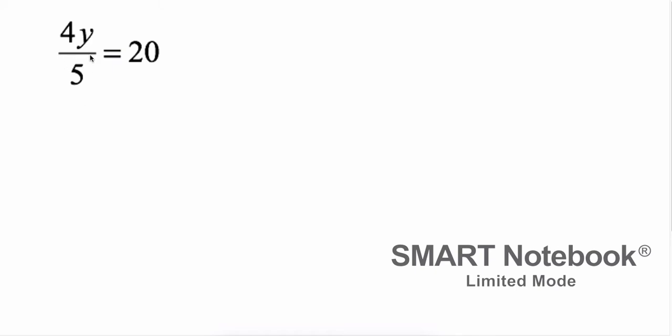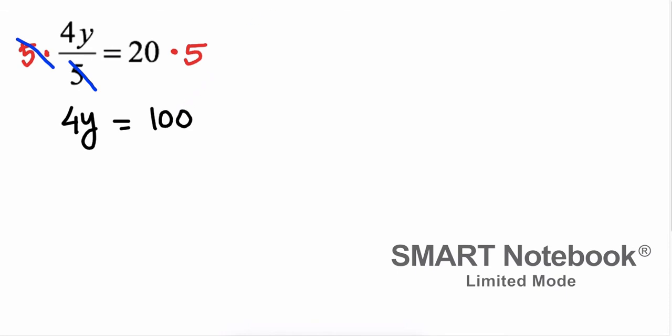So there is this division by 5 here. So what we will do is the inverse operation. So we are going to multiply both sides by 5. And because we know multiplying and dividing by 5 cancels out, on the left-hand side of the equation, we will have 4y, and on the right-hand side of the equation, 20 times 5 is 100.